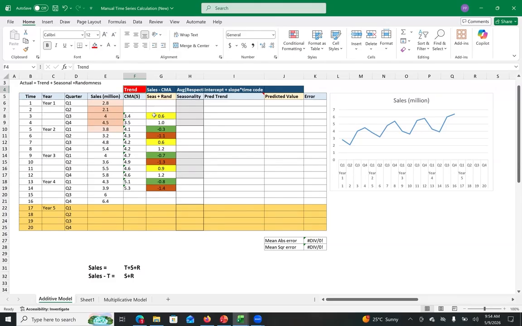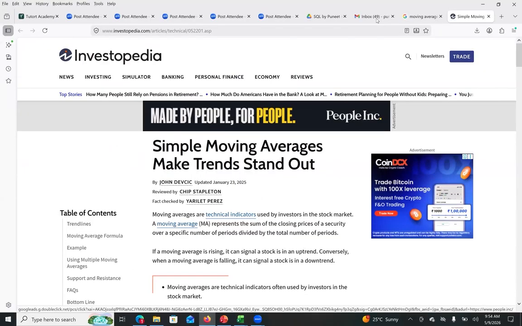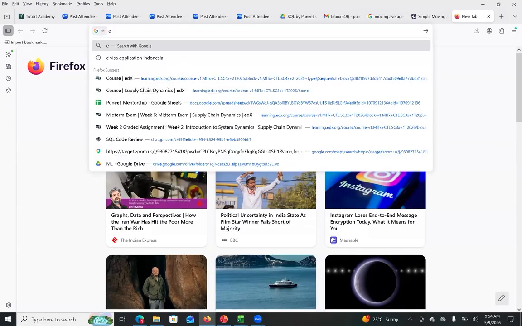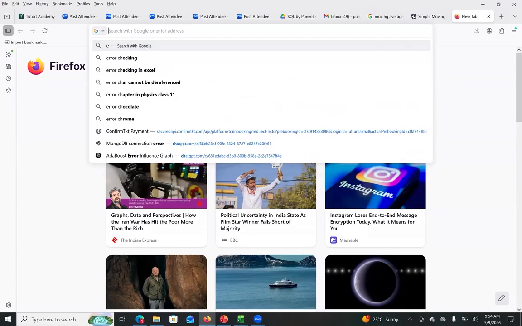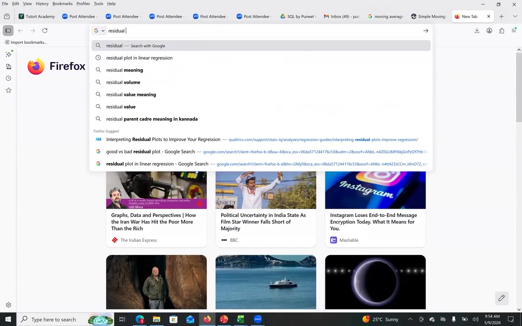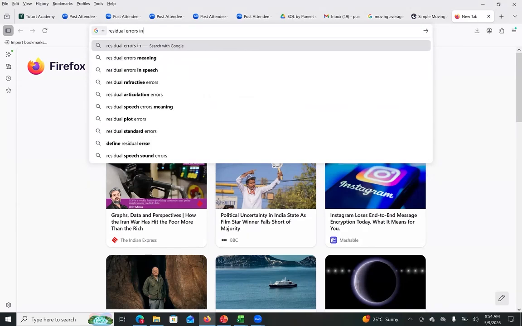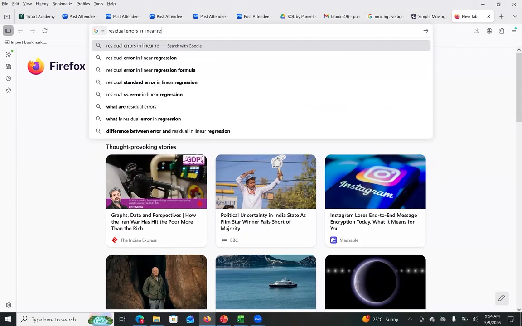Now, the best part about randomness is that it is sometimes positive and sometimes negative, right? You must have seen the errors in linear regression. Have you seen the charts of error in linear regression? Yes or no? Residual errors. No?